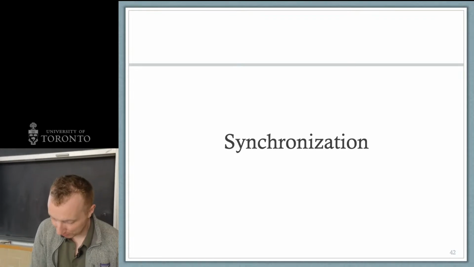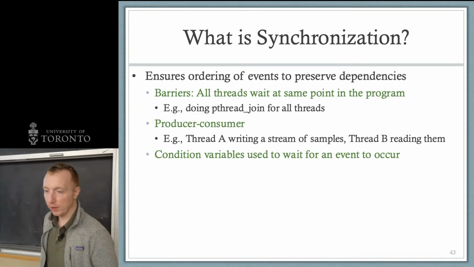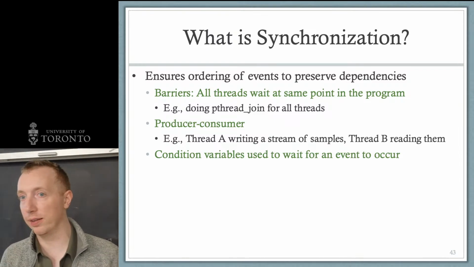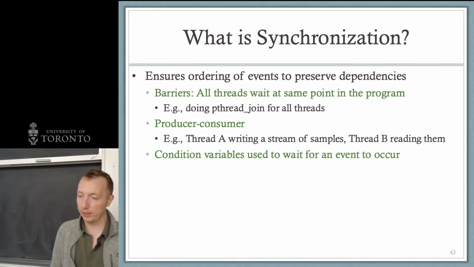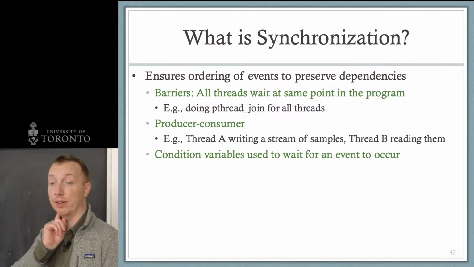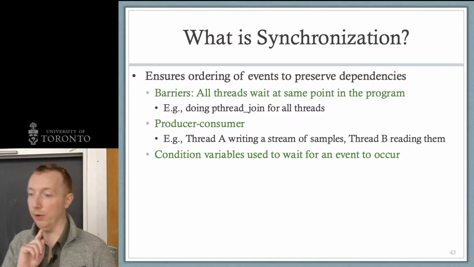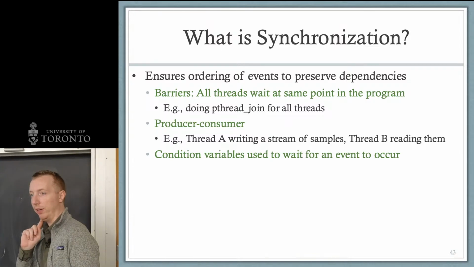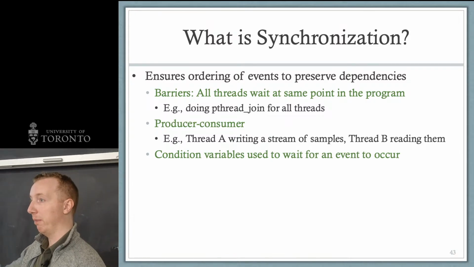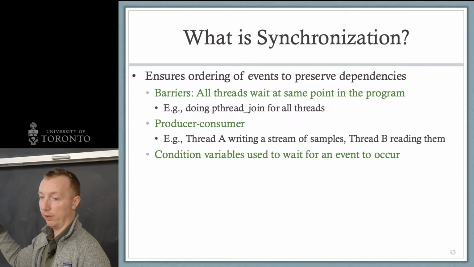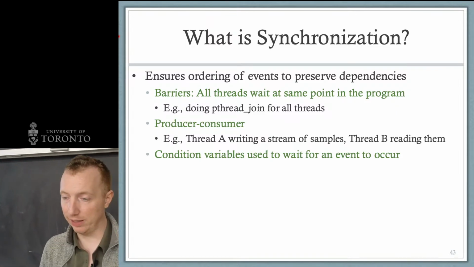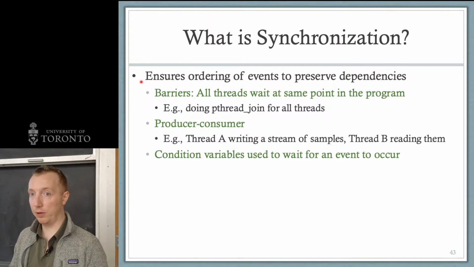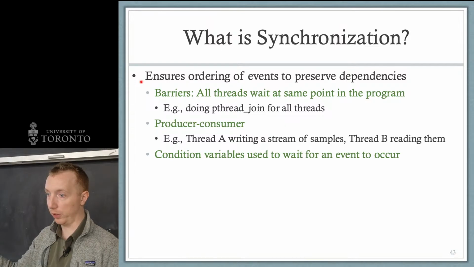So for synchronization, that means we want some type of ordering to preserve some dependencies, mostly happens-before dependencies. So one thing that you may have not seen before is a barrier. Barriers are really common for GPU programming. That's really the only synchronization you really use. It makes sure all threads wait at the same point in the program. Basically, it's like doing a join for all threads, but with a barrier, you can set how many threads you want to arrive at this barrier before you continue.